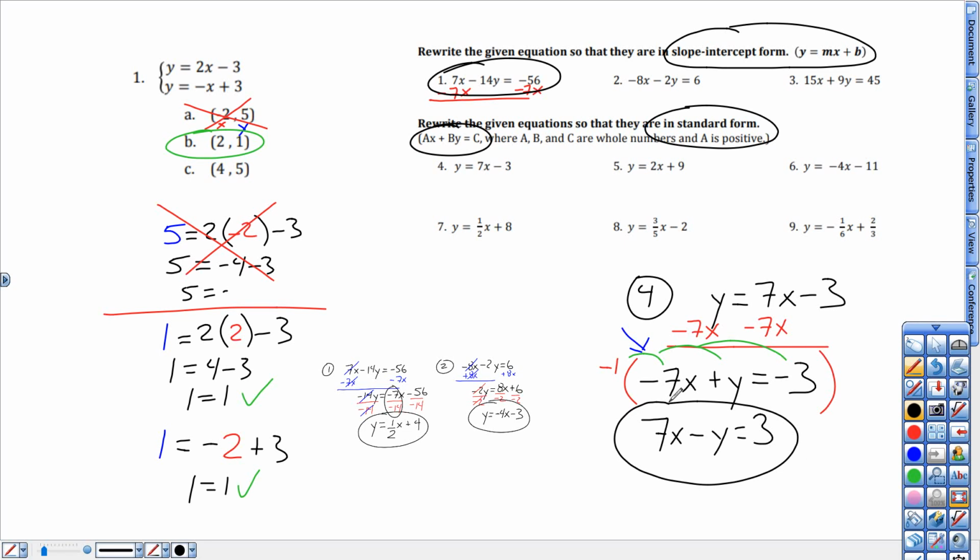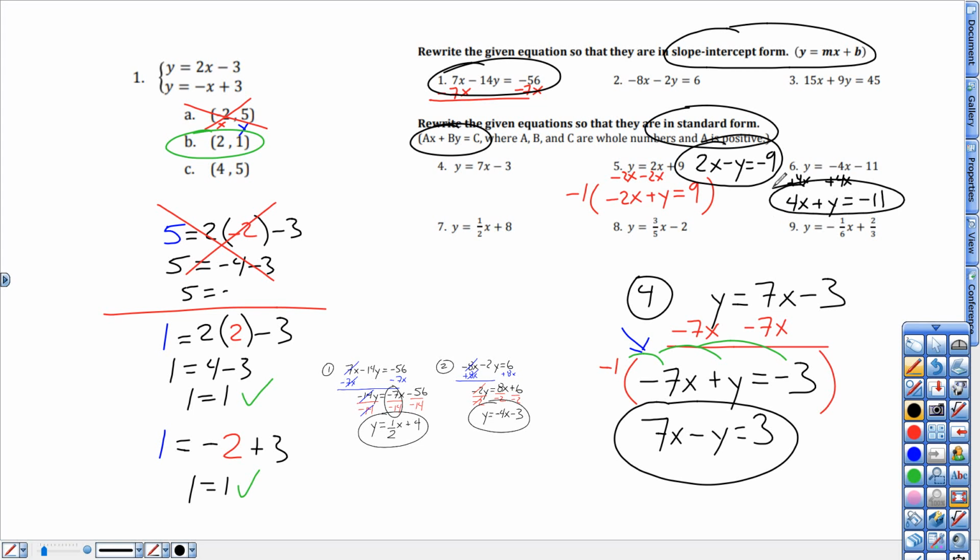So if I do the others, take away 2x, gives me negative 2x plus y equals 9. If I do that times by negative 1 trick all the way through, I believe I get the answer 2x. If I could write that better. 2x minus y equals negative 9, I believe. For this one right here, all I'm doing is adding 4x. Adding 4x gives me 4x plus y, and then I'm okay with that being negative 11. There we go. I got positive 4x.